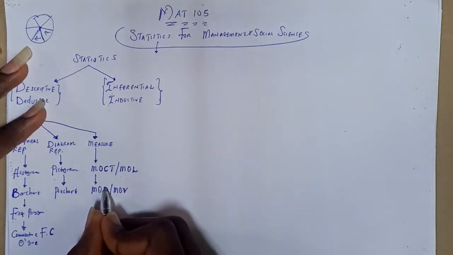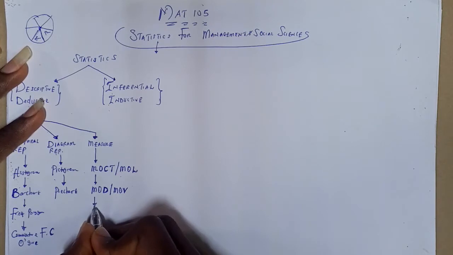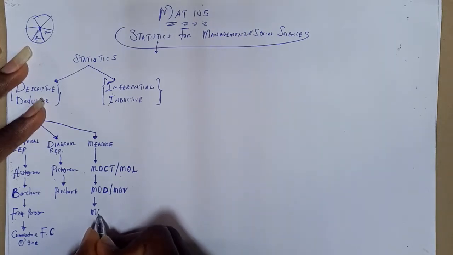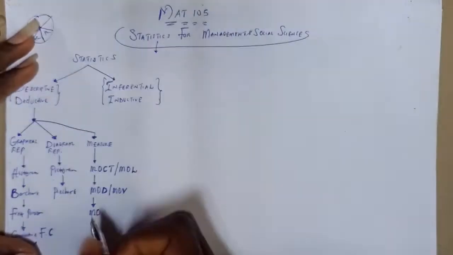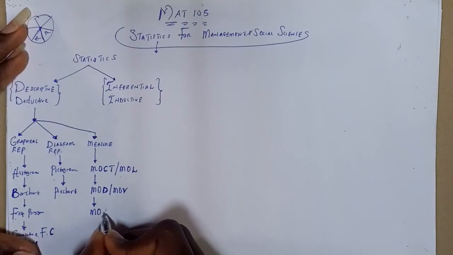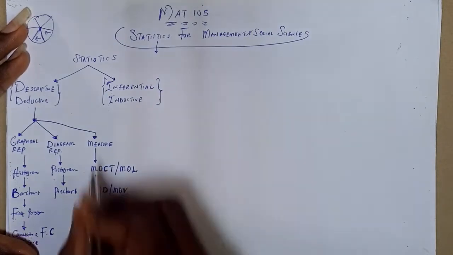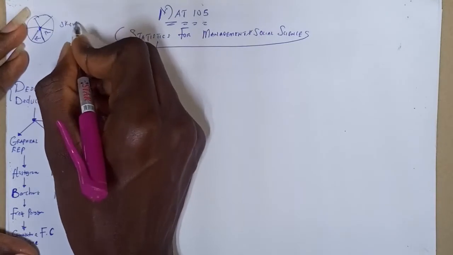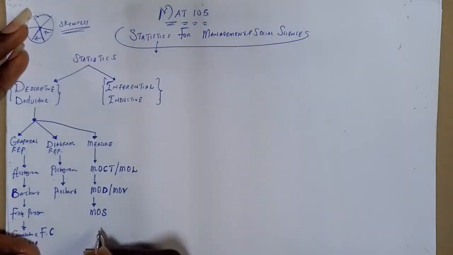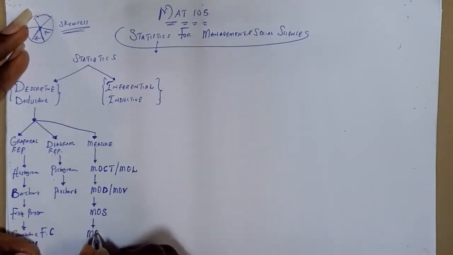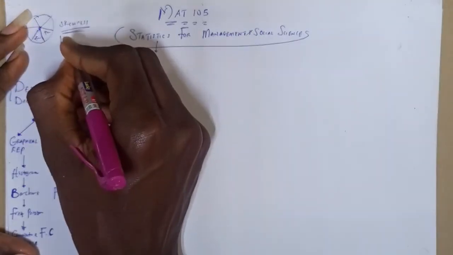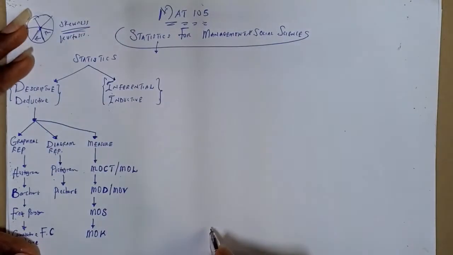And then when you understand this clearly, we now move to what we call the measure of skewness. We have the measure of skewness. Skewness is spelled out here. And the last one is what we call the measure of kurtosis. And kurtosis is spelled out here. Now, these are all the measures that we have to take note of under this course.